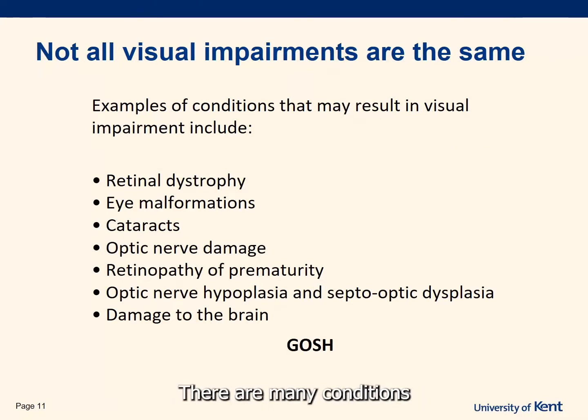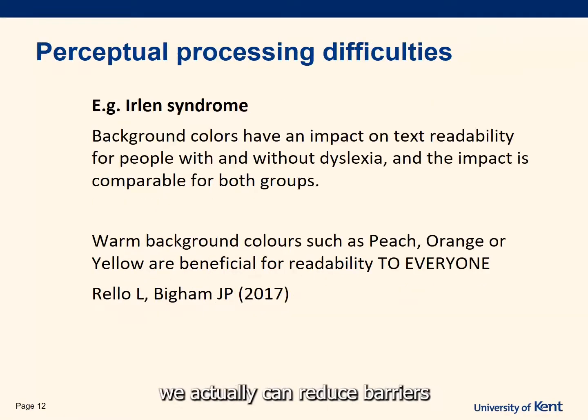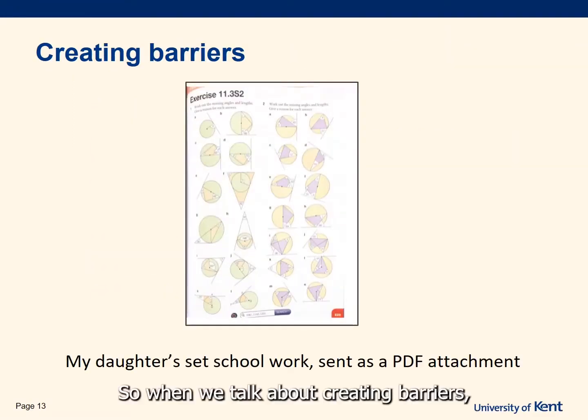There are many conditions that can lead to visual impairments, which is why a range of good practices are required to reduce barriers. And it turns out that in reducing barriers for people with visual impairments, we actually can reduce barriers for people with different or no conditions. So when we talk about creating barriers, what do we mean?